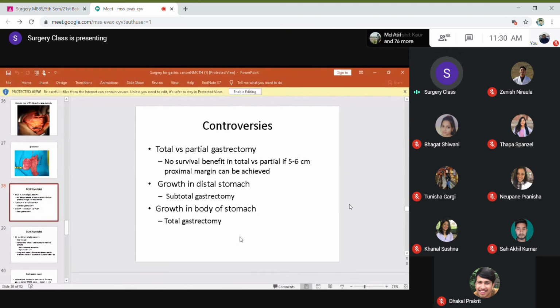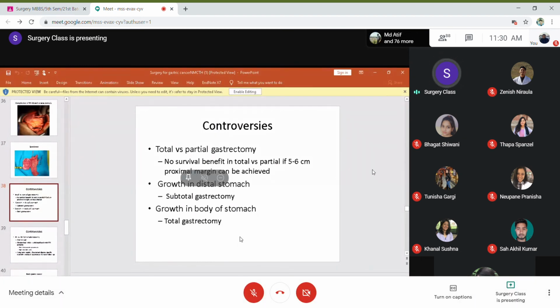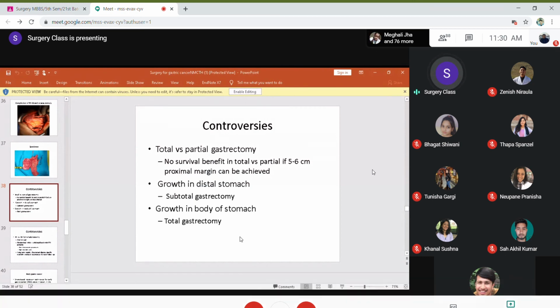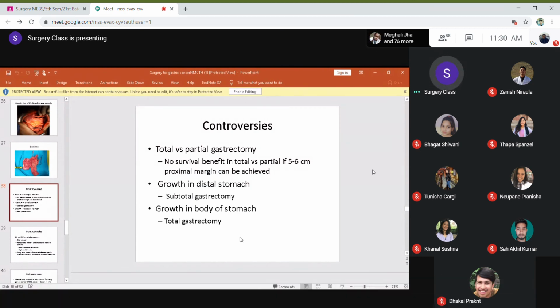Now we have to find out why you need to do a Roux-en-Y gastrojejunostomy in spite of doing a loop gastrojejunostomy, or why you want to do a Roux-en-Y in spite of doing a Billroth 2 anastomosis. So just find out why it is like that.